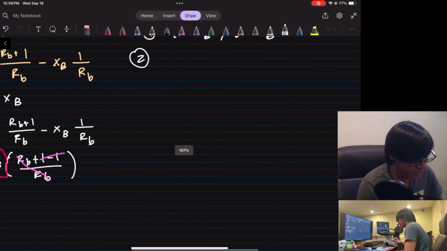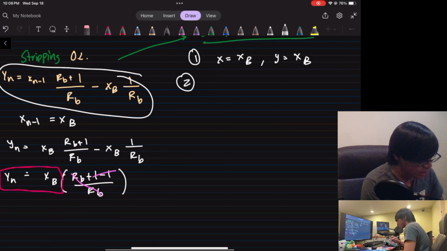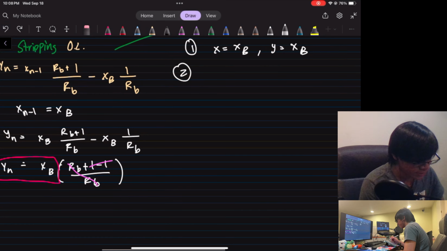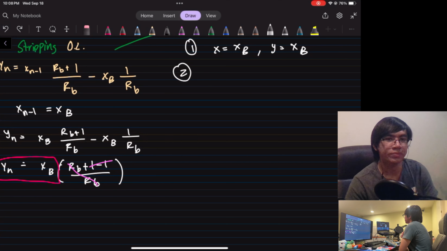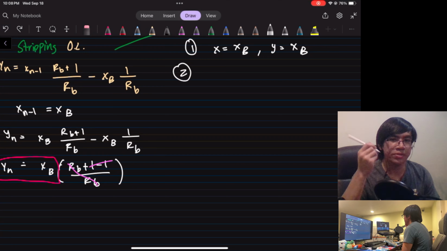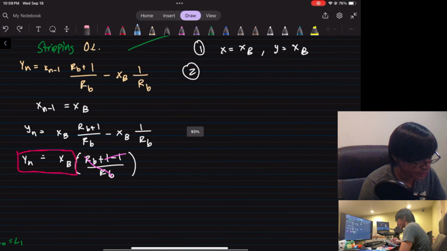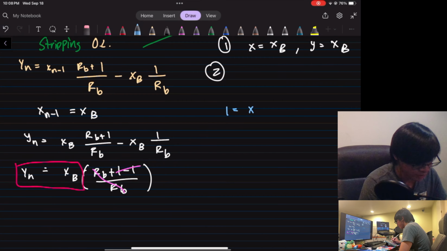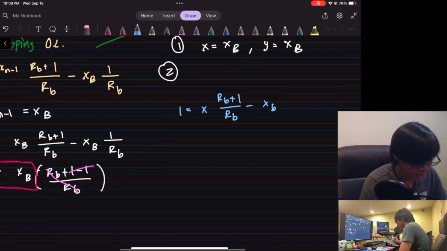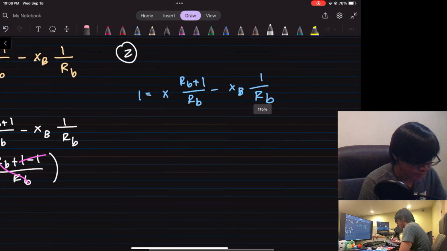So again, if I do something like copying down from this expression here, and now I'm substituting y for 1, and I'll solve for x_{n-1}. Remember, I'll just write y and x's, but remember that the x molar fraction is coming from the stage above. So go ahead, write something like 1 equals, copy this down, R_B plus 1, R_B, x_B, 1 over R_B.